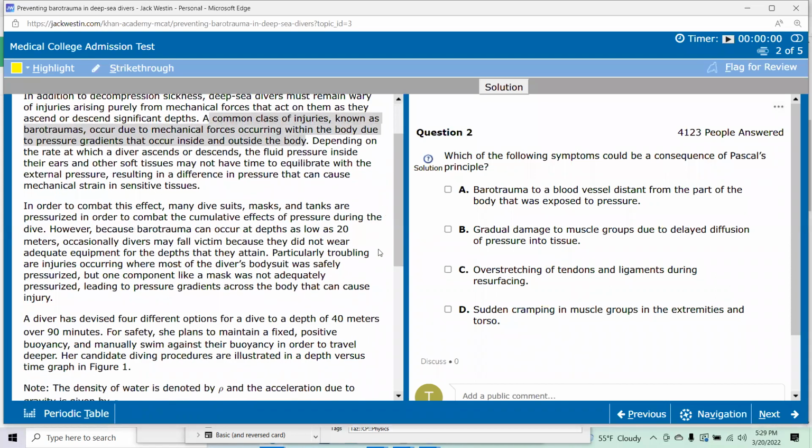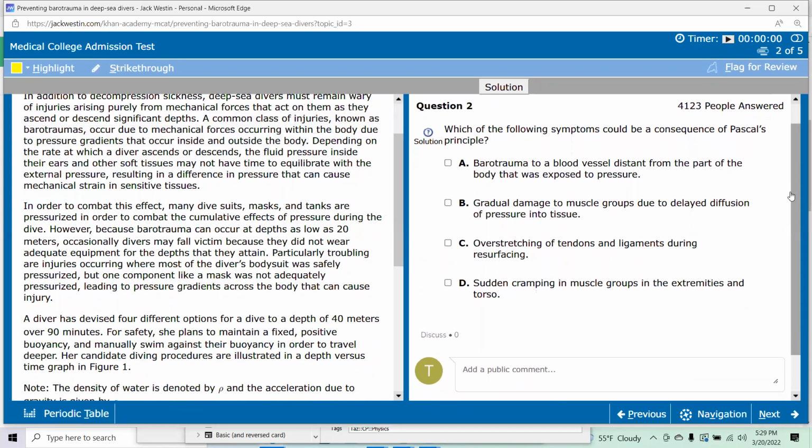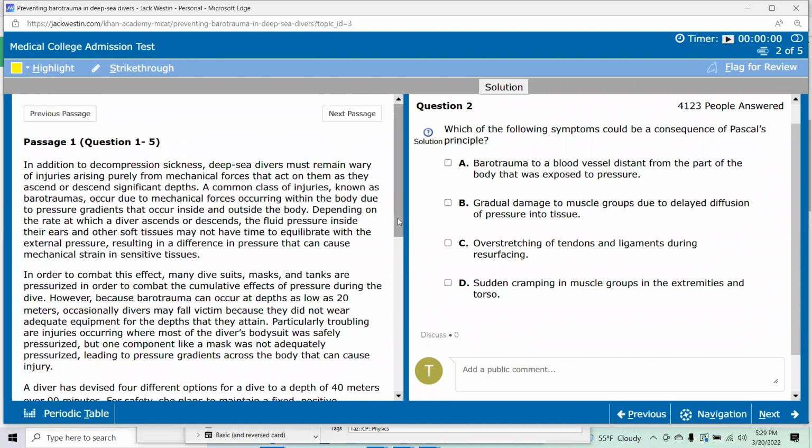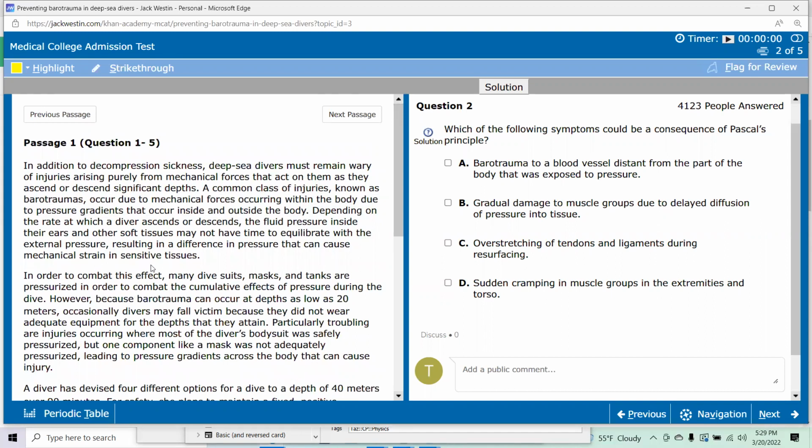So which of the following symptoms could be a consequence of Pascal's principle? Interesting. In this case, rather than evaluate one by one, I would read through all the choices first and see what direction I want to head in. Barotrauma to a blood vessel distant from the part of the body that was exposed to pressure, gradual damage to muscle groups due to delayed diffusion of pressure into tissue, overstretching of tendons and ligaments during resurfacing, or sudden cramping in muscle groups in the extremities and torso. So going off of the passage, right?